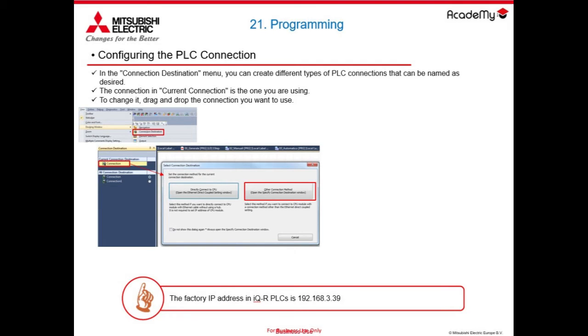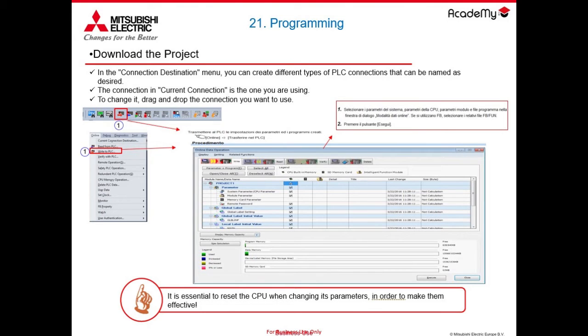Connection test, therefore, is what we have just performed. Until the connection test has been verified, we will not be able to download the project. Downloading the project: once the connection is established, you can download the project. It is essential to reset the CPU when modifying its parameters. By reset, we mean the position, through spring return, that occurs on the PLC selector.